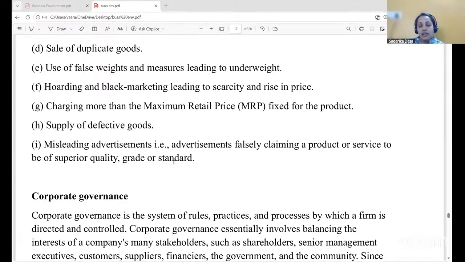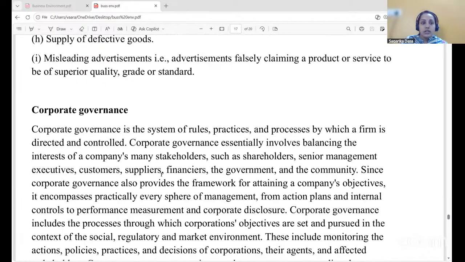In this way, when the consumer is cheated, they can go to the consumer councils to get protection against these misleading practices or misappropriations that take place at the time of purchase. So this is consumer protection.